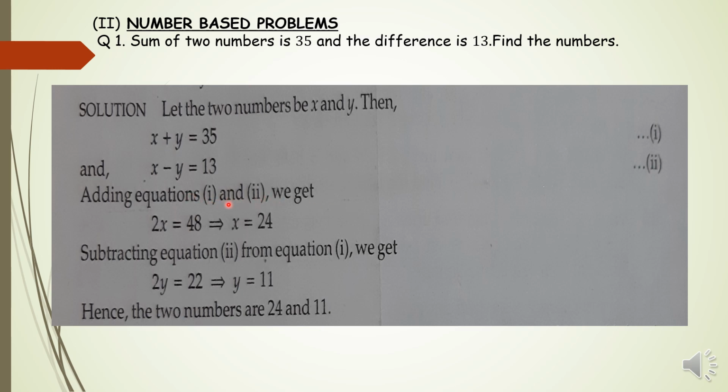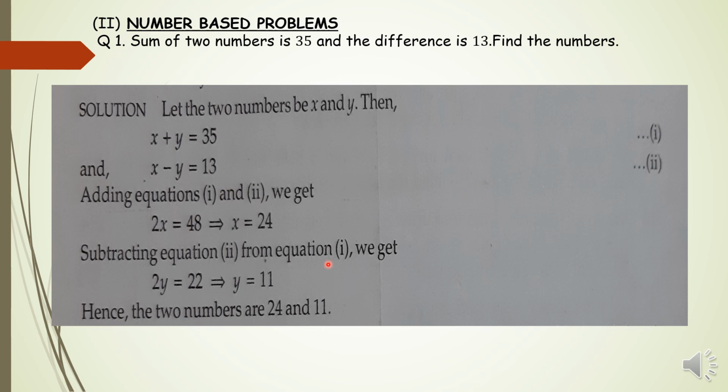We will get x plus x is 2x equal to 35. y plus minus y is 0. 35 plus 13 is equal to 48. That becomes 2x equal to 48, which implies x is equal to 24. Then you can subtract equation 2 from equation number 1. In that way you can do. Or otherwise you can substitute this x is equal to 24 in any of the equation. You can do it in that way also.